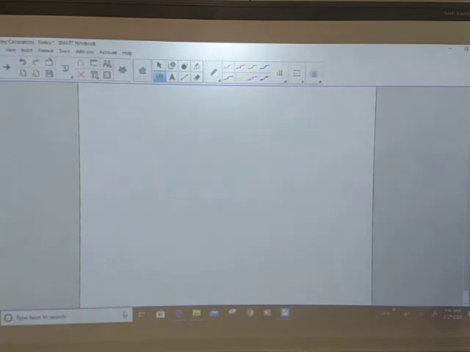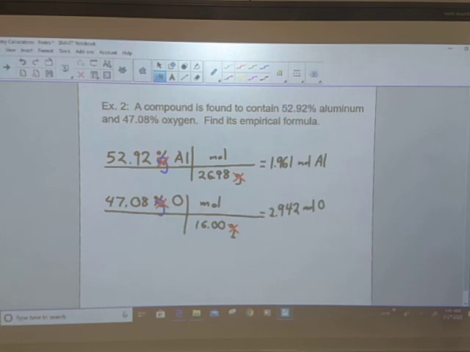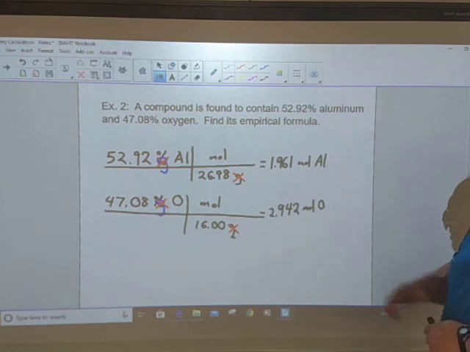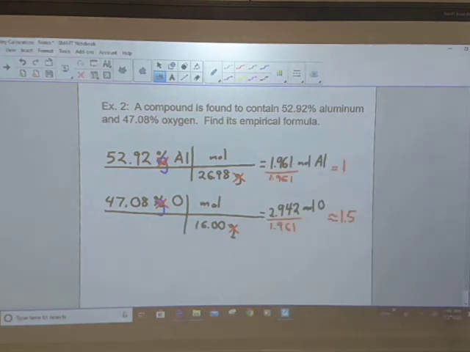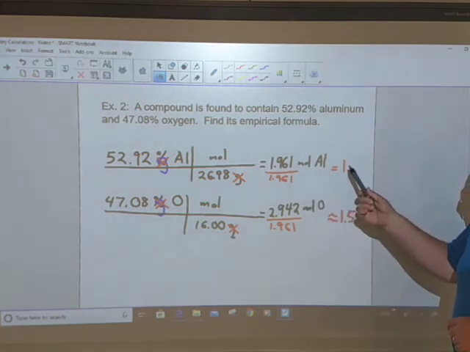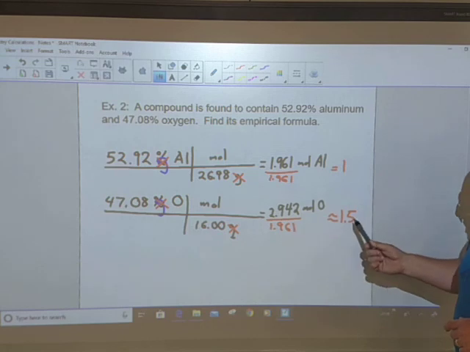What happened? There we go. I had an extra page in there somehow. All right. So now here's my mole ratio. I want to simplify it. This is the smaller number, so let's divide them both. And so the smallest always comes out to a 1. But this one didn't come out to a whole number. It came out to 1.5.